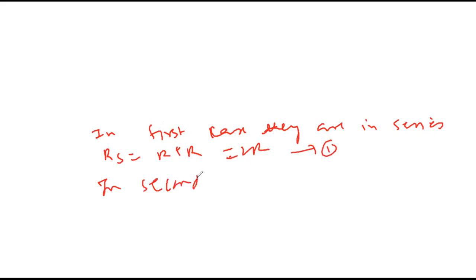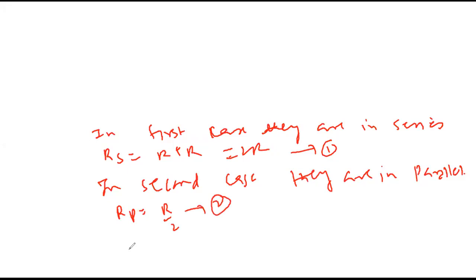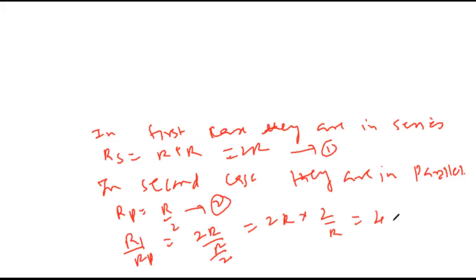In the second case, they are in parallel. So resistance in parallel, if both R are equal, it will become R by 2. So the ratio of resistance in two combinations is 2R upon R by 2. That is 2R upon R by 2 equals 4.